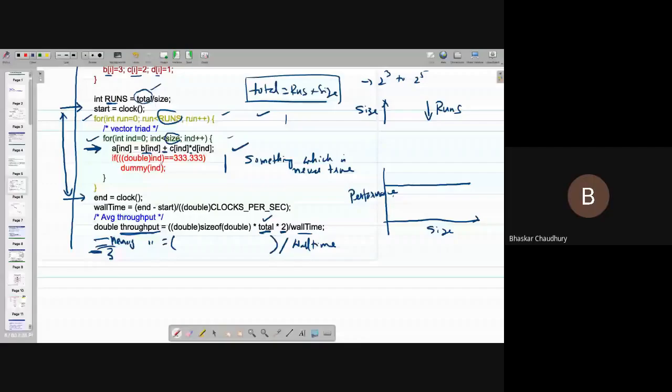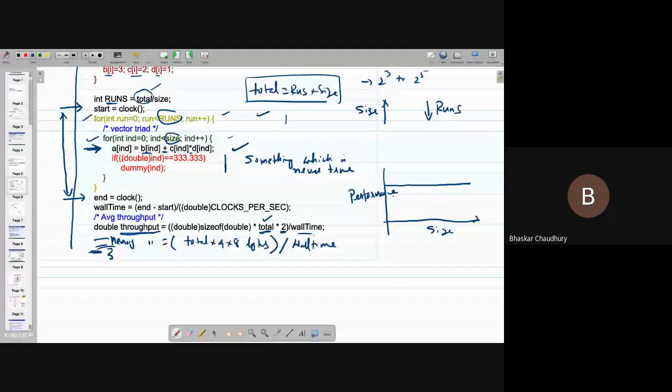Sir, four, total into four. Let's assume that it's a double precision, so 8 bytes. So then it is 4 into 8, right? All of you agree? So that will be like total into 4 into 8, and that will be bytes, and that will be the total memory throughput numerator. So we can also plot a similar curve for memory throughput.